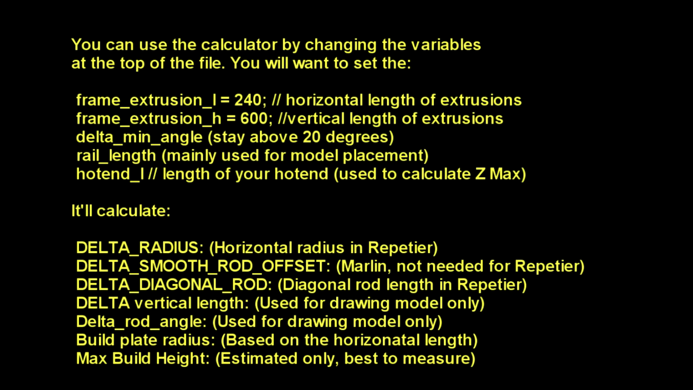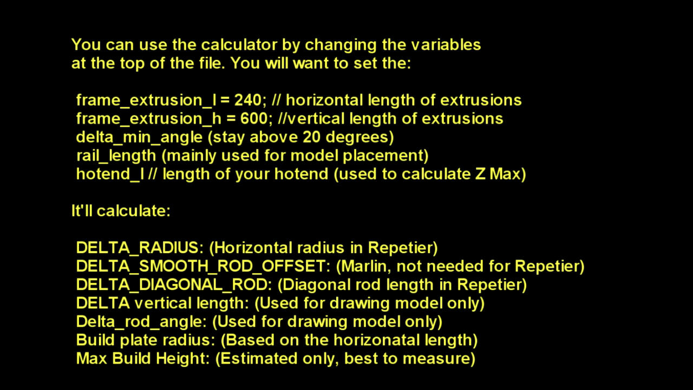Increasing this will increase the delta radius, also called the horizontal radius in Repetier, as well as your build surface diameter. The delta rod length is calculated from the build surface radius and the minimum angle, so it too is affected by the horizontal extrusion length. The longer your diagonal rods, the more vertical space they require, and the lower your build height.